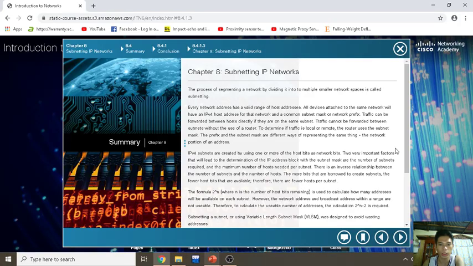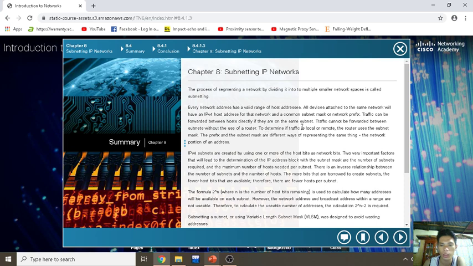So, we proceed to chapter 8, subnetting IP networks. The process of segmenting a network by dividing it into multiple smaller network spaces is called subnetting. Every network address has a valid range of host addresses. All devices attached to the same network will have an IPv4 host address for that network and a common subnet mask or network prefix. Traffic can be forwarded between hosts directly if they are on the same subnet. Traffic cannot be forwarded between subnets without the use of a router.